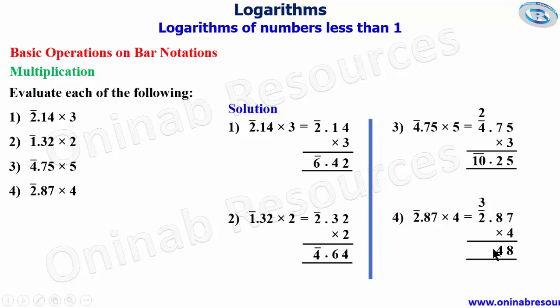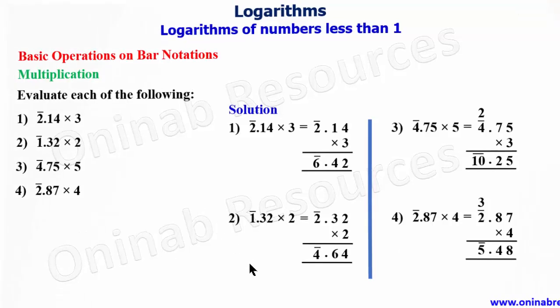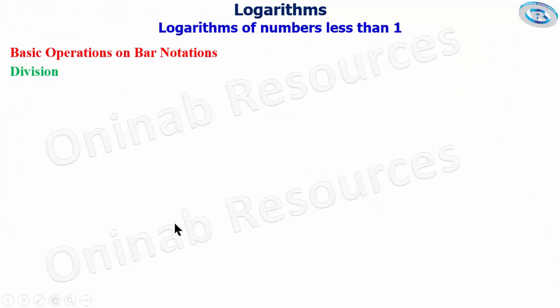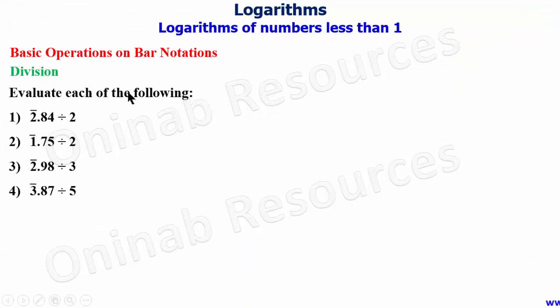Place our point. 4 times bar 2 gives bar 8. Bar 8 plus 3 gives bar 5. That's all for problems on multiplication of bar notations. Then we go to division. So for division, we have to evaluate each of the following. And without much wasting of our time, we go straight to the solution, starting from number 1.